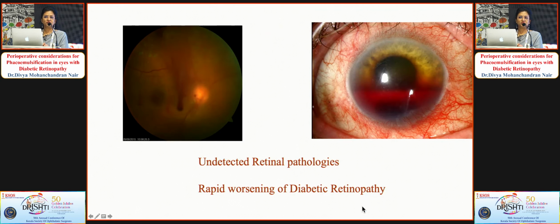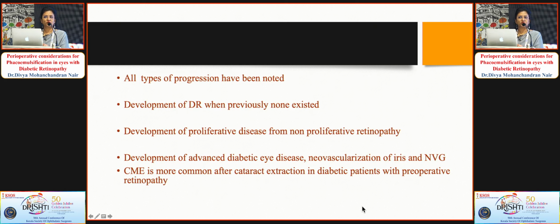But often this may not be possible, and sometimes we are faced with these kind of unexpected problems, and this may be due to undetected retinal pathologies or a diabetic retinopathy causing sudden worsening. So all types of progression in diabetic retinopathy after cataract surgery have been noted. There is at times development of severe proliferative diabetic retinopathy with neovascularization and end-stage glaucoma, and even CME is said to be more common after cataract surgery in diabetic patients.